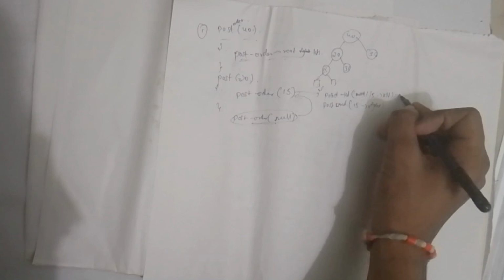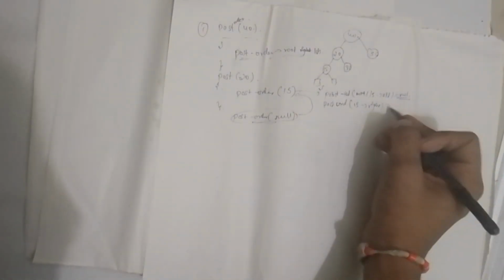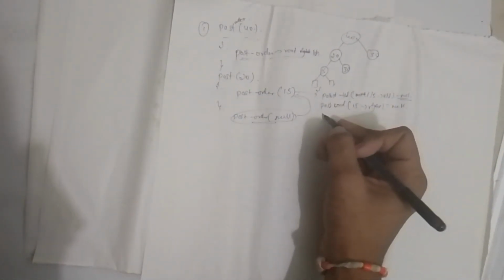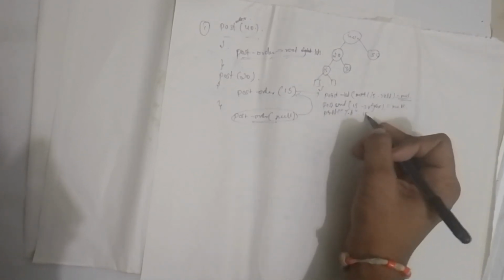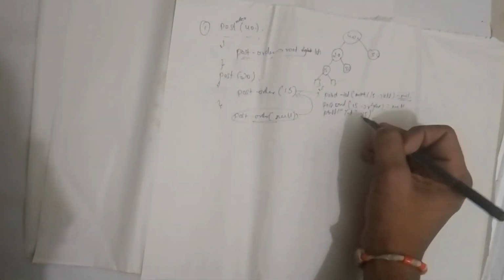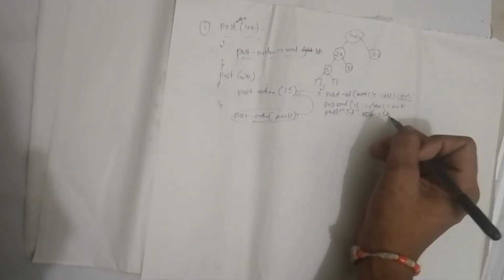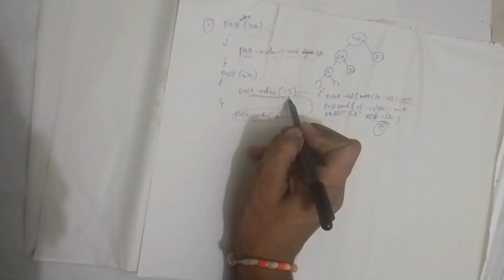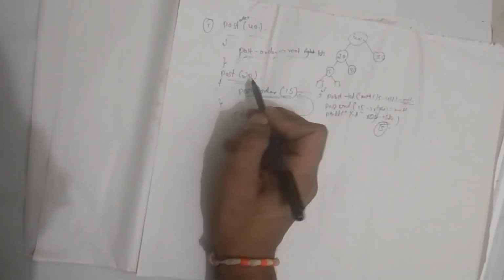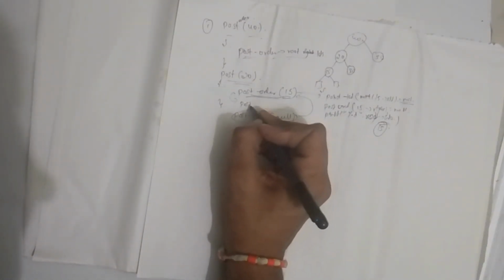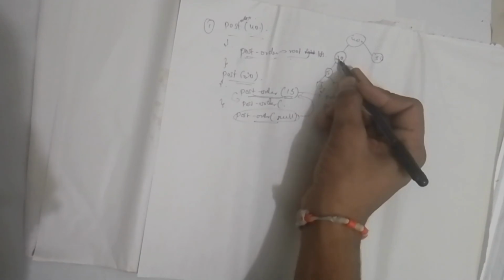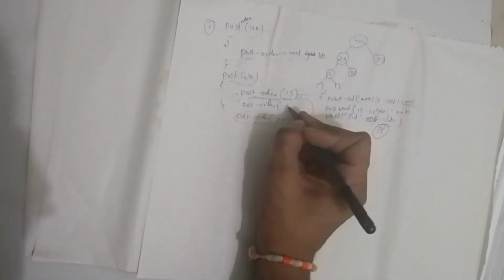15 left is null, and right is also null, so at last this function will print f %d 15. So what is that root info? Root info is 15, so it will print 15 like this. Now the post order of 15 that we called in post order of 20 is done. Now the second step: the right tree of 20 is 30.